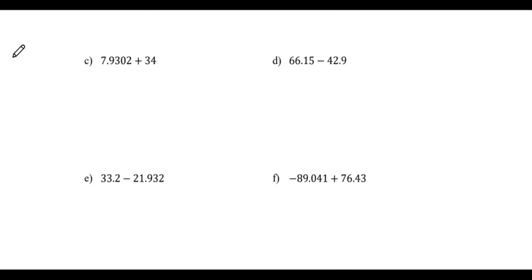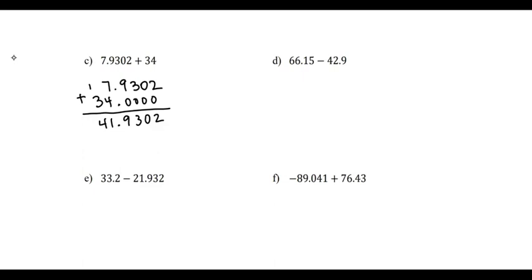So here's our next problem, 7.9302 plus 34. Here I'm going to start with the longer number, 7.9302, plus 34. I really don't have anything in the decimal part. It's a whole number, so I can write in my zeros. And then for the decimal part, all I'm doing is copying down the numbers, bringing them down, getting your decimal point, and then finally we're going to add 7 plus 4 is 11, and then 1 plus 3 is 4. So 41.9302.